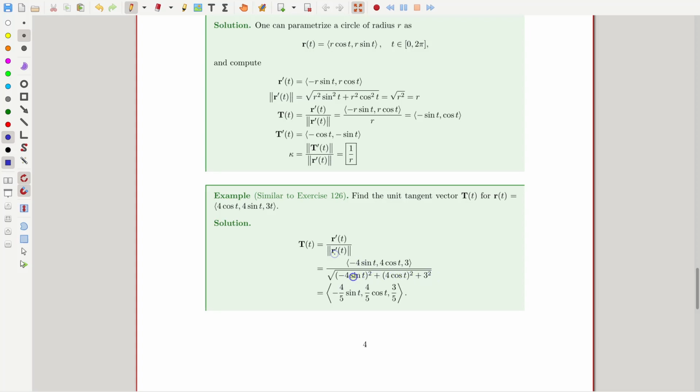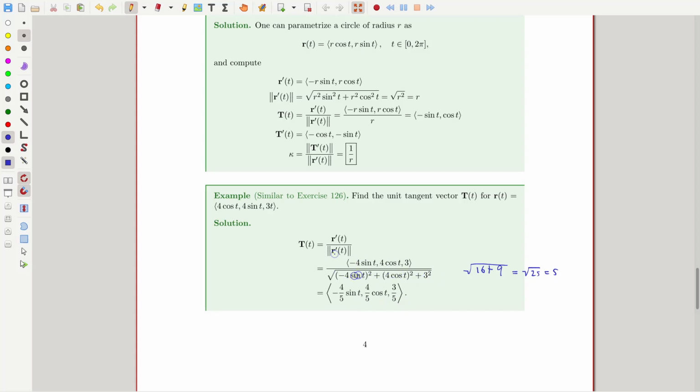We would have to square each of these, then take the sum, and then take the square root. If we compute that mentally, the sine squared and cosine squared will simplify together. We'll have a 16 in front. So we end up with the square root of 16 plus 9, which is root 25, which is 5. So that's why we end up getting this 5 in the denominator.